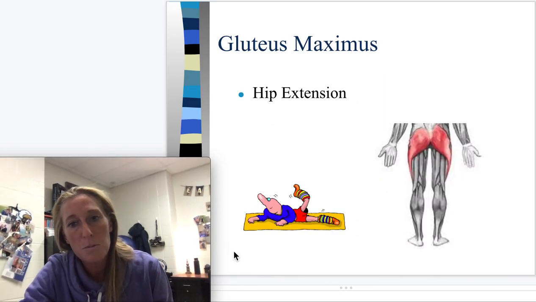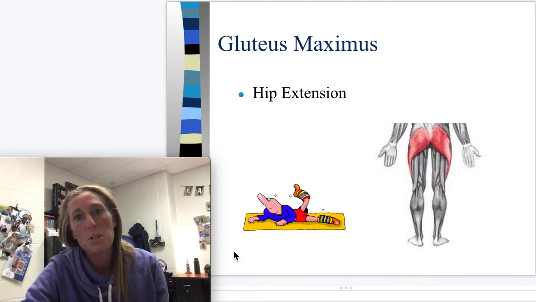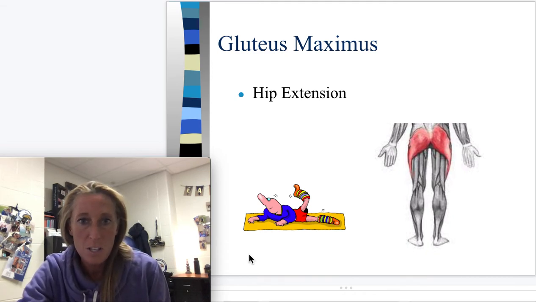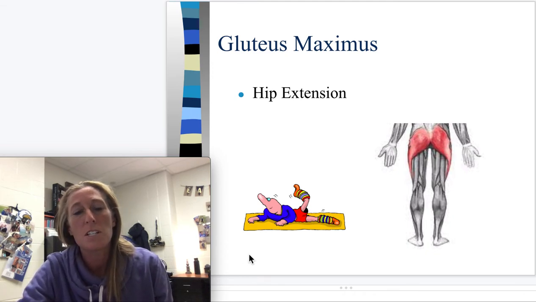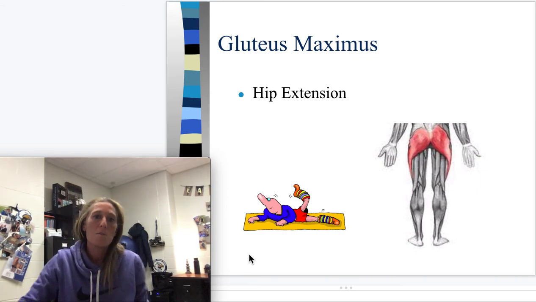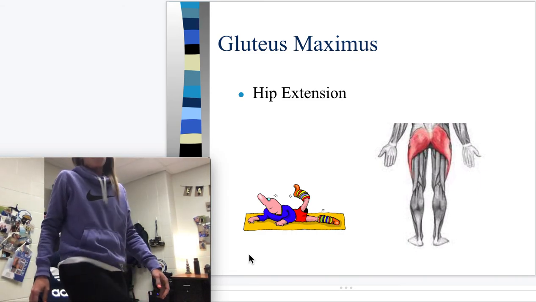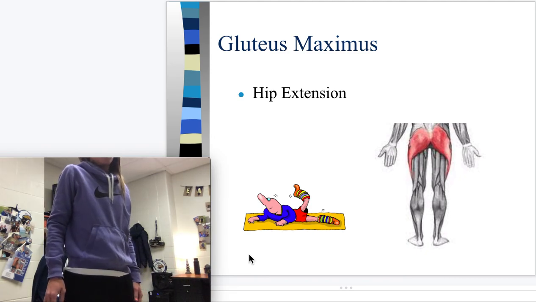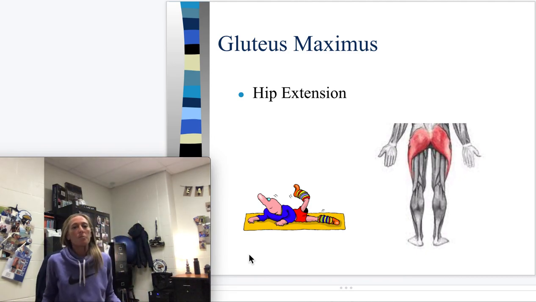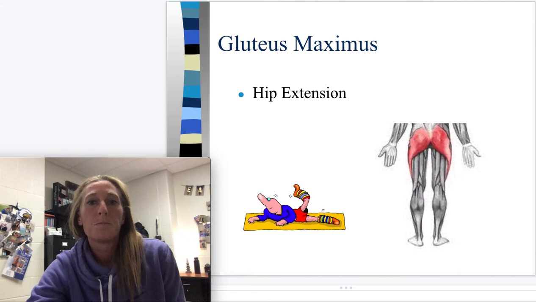The gluteus maximus. There are other glute muscles, but just for this class, the gluteus maximus is the only one you need to know, and it's hip extension. So hip flexion is going to look like this. Hip extension is there and back. And those are the glutes.